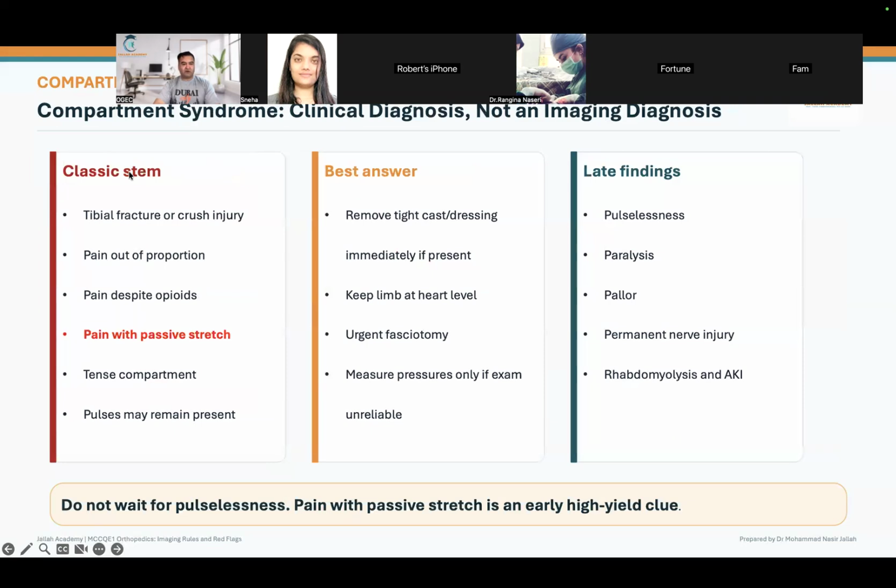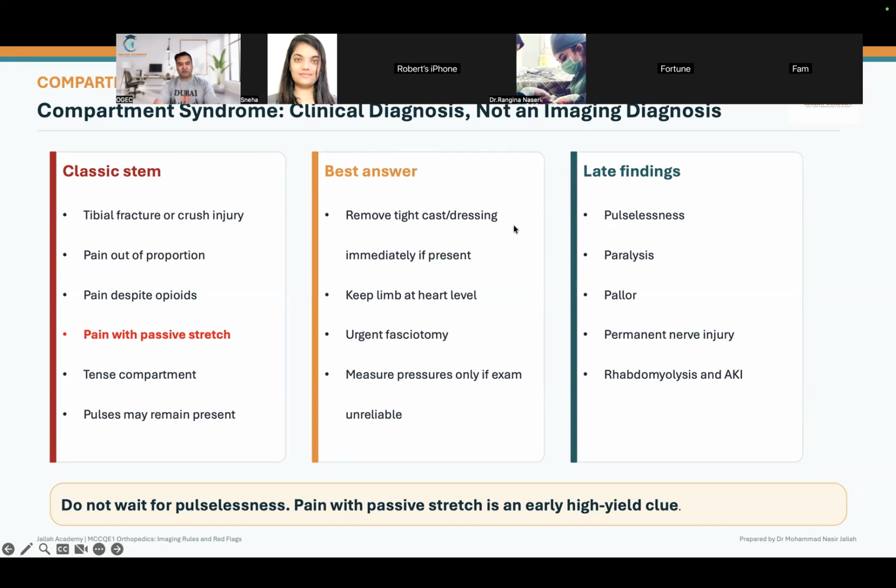Compartment syndrome, we have already discussed this. So the classic stem would be tibial fracture or crush injury, pain out of proportion, pain despite the opioids, pain with a passive stretch. Remember, they love to mention this. This is a very, very important clue of compartment syndrome. And with a tense compartment, the pulse may remain present. We have already discussed this.